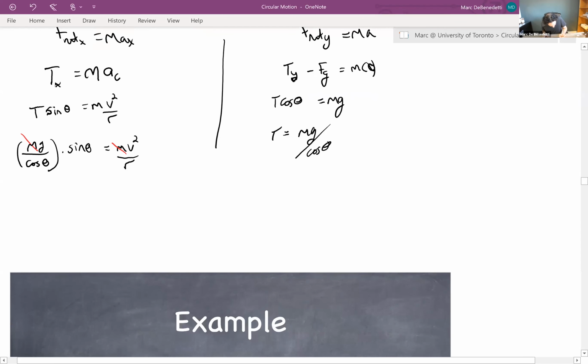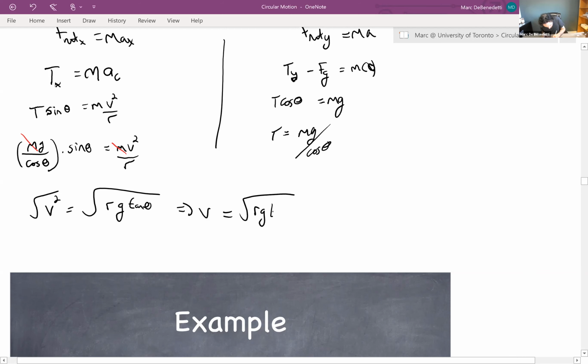Okay, so what's left here? We want speed. So v squared is going to equal r times g, sine over cos is tan. And I can take the square root. So there you go. The speed is going to be the square root of r g tan theta. Done.